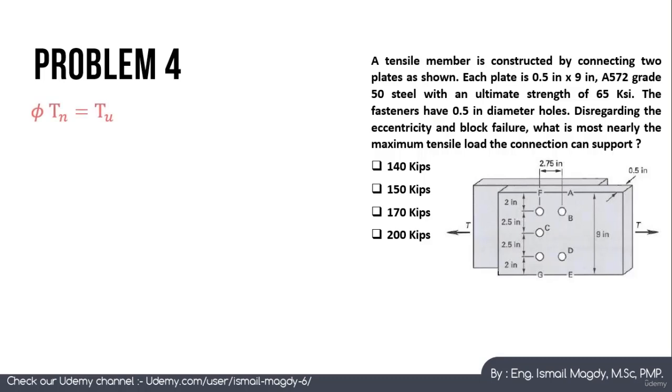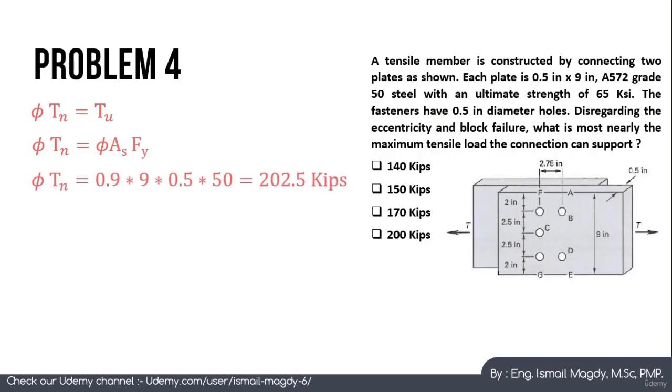We know that phi Tn is going to equal phi multiplied by area steel multiplied by F yield. We have these values here. So the phi Tn equals 0.9, which is the phi for the tension, multiplied by 9 multiplied by 0.5, which is the area, multiplied by 50, which is the F yield. This is going to equal 202.5 kips.